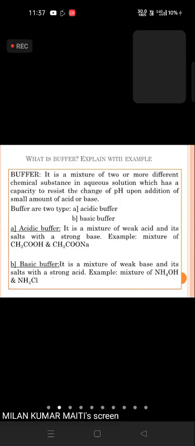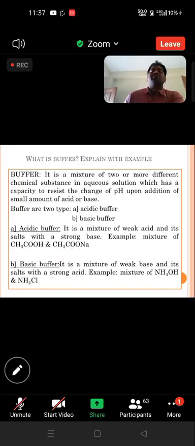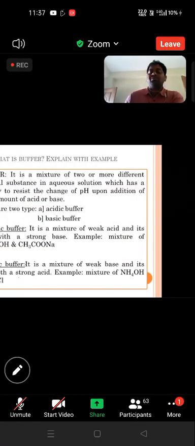Acidic buffer, example of acidic buffer is the mixture of acetic acid and its salt with a strong base, that is sodium acetate. Likewise, basic buffer is also prepared by the mixture of weak base and its salt with a strong acid, as for example NH4OH and NH4Cl.